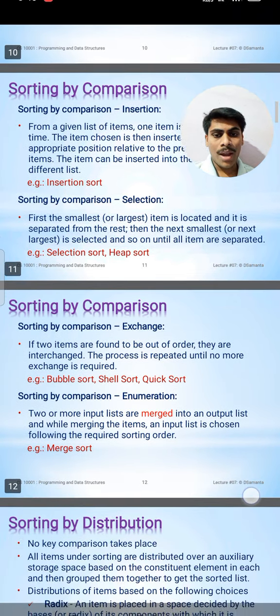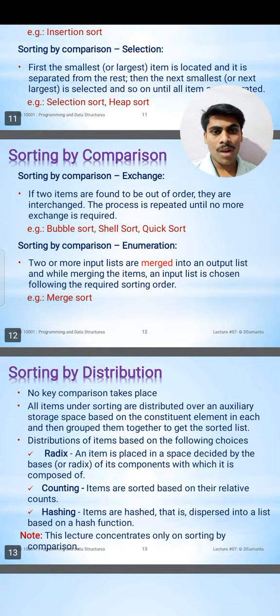Sorting by comparison, exchange: if two items are found to be out of order, they are interchanged. The process is repeated until no more exchanges are required, as in bubble sort, shell sort and quick sort. Sorting by comparison, enumeration: two or more input lists are merged into an output list, and while merging, the item from the input lists is chosen following the required sorting order, as in merge sort.